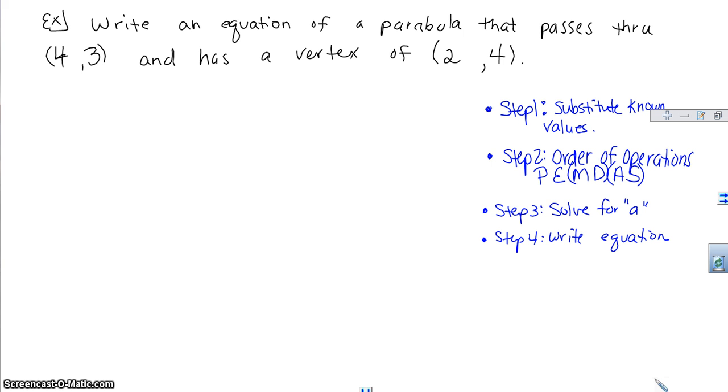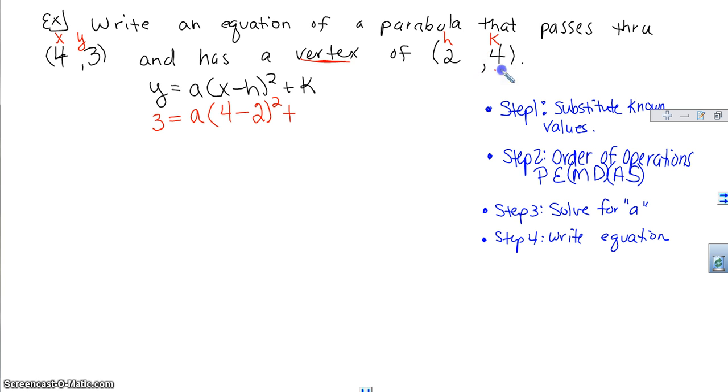We can also write an equation of a parabola in vertex form. So if we want to write a parabola and we have a point and a vertex, step 1 is to substitute your known values. So if we start out with our general vertex form of a parabola, there we have it. We're going to put in our known values. So here we have, this is our point, this is x and y. And then our vertex point is always h and k. And we're just going to put those values in there. So we're going to have 3 equals, we don't know what a is. We don't know if it's going to be fat, skinny, upside down, or what. So x is 4 minus h squared plus k.